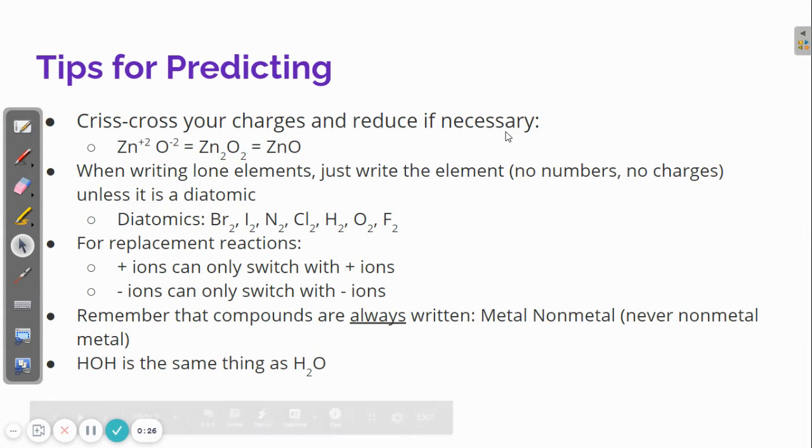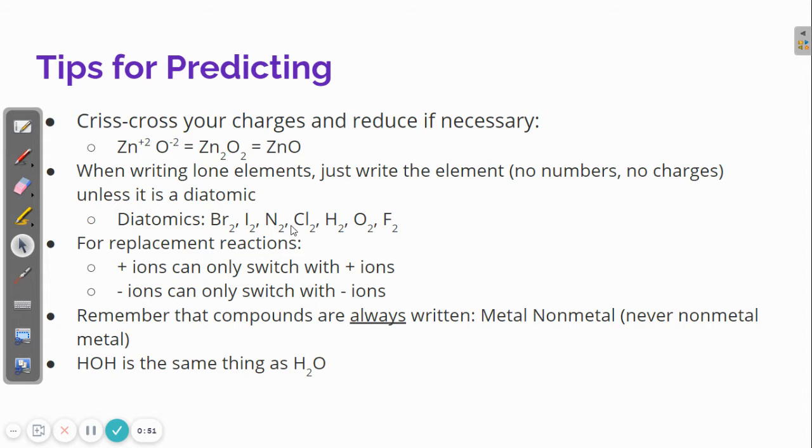But tips for predicting that are really important. You want to crisscross your charges and reduce if necessary. So for zinc oxide, zinc is a +2, oxygen is a -2. When I crisscross, I get Zn2O2, which then reduces to ZnO. When writing lone elements, and I'll mention this again when we do the examples, you write just the element. You don't write numbers, you don't write a charge, unless it's a diatomic.